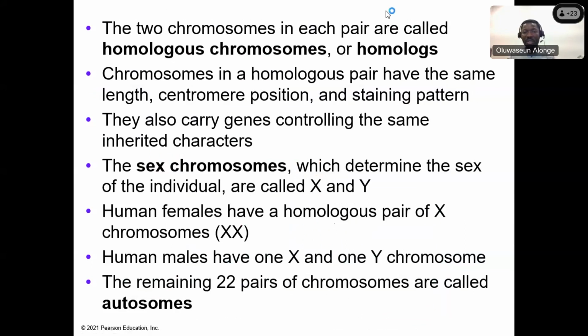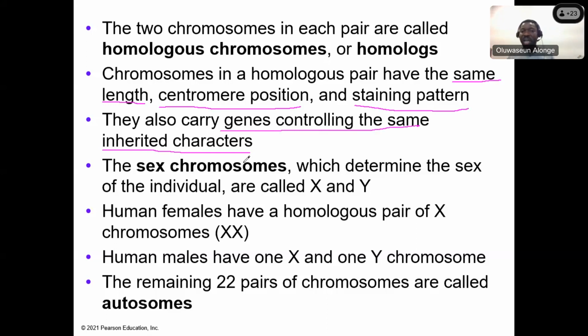All right. So homologous chromosomes have the same length, and they have the same centromere position. Like you remember from chapter 12, the centromere is the point where the sister chromatids join together. And they have the same staining pattern, so you expect that the genes are located in the same location. They also carry genes controlling the same inherited traits. So if this chromosome is bearing the gene for height, the same chromosome in that position will also bear it, except that one is from the father, one is from the mother.